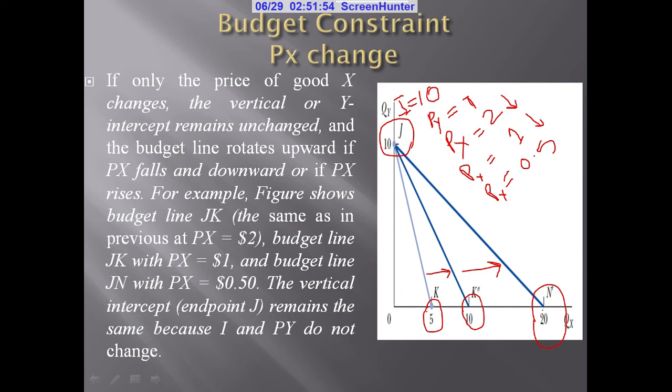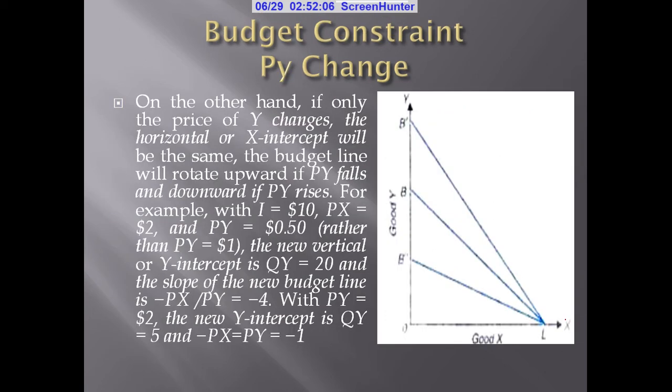So whenever the price of X changes, the vertical intercept remains unchanged because income and the price of Y do not change. In a similar way, whenever the price of Y changes, here the price of Y is changing, but income and the price of X remain unchanged. Therefore, the X-intercept remains unchanged. There is no change in income and there is no change in the price of X. Therefore, there is no change.